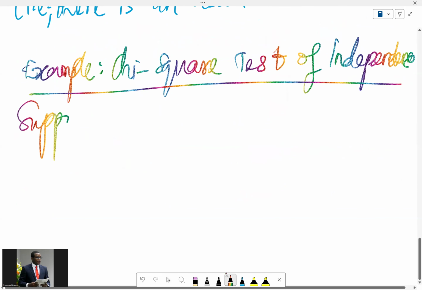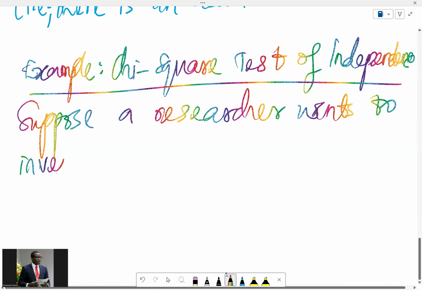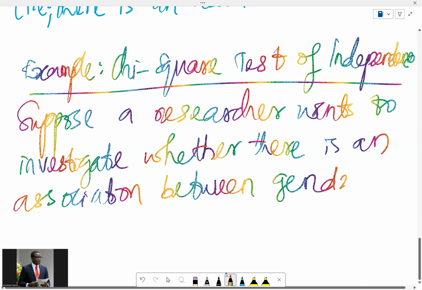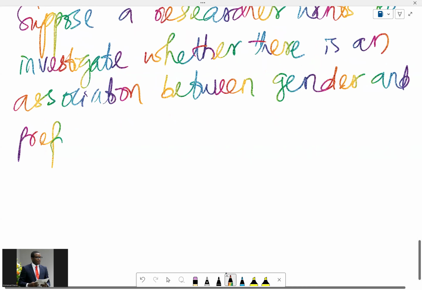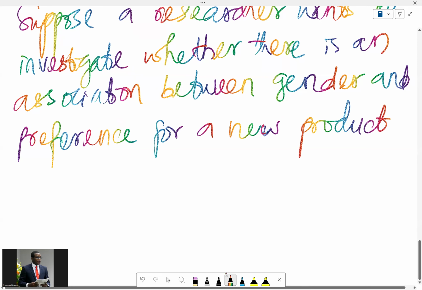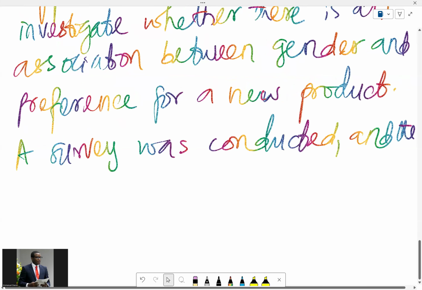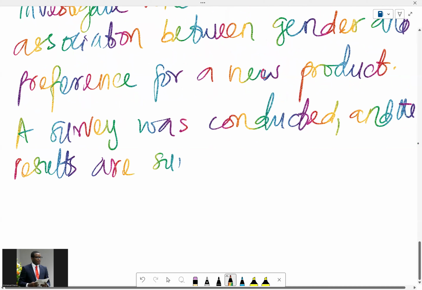So suppose a researcher wants to investigate whether there is an association between gender and preference for a new product. So a survey was conducted, and the results are summarized in the following contingency table.